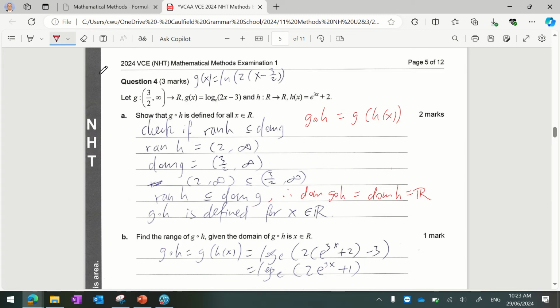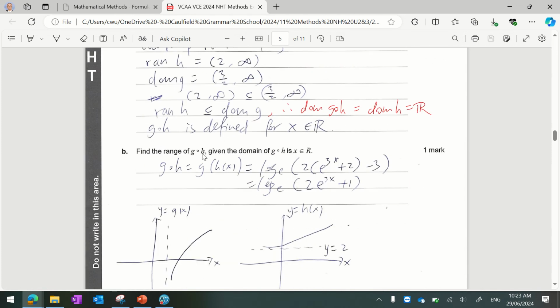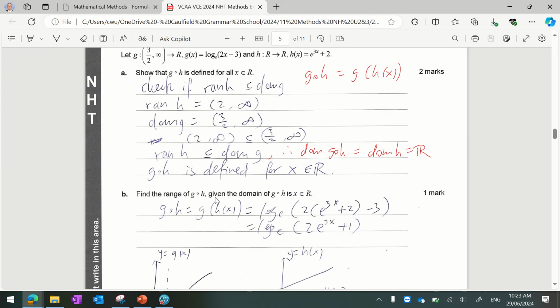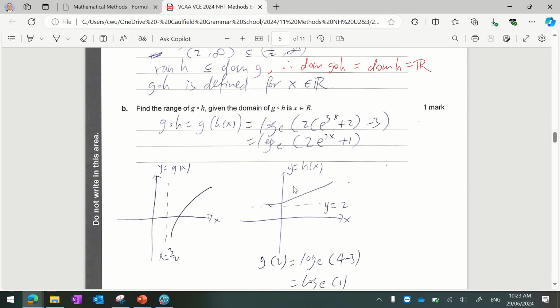GOH. So let me complete my working out here. Okay, and then we're looking for the range of GOH, given the domain is R. For this, I'm going to write out the rule of the function, which is this. I'm substituting H into G. And then I realize I can't really draw this graph perfectly because it's not a familiar type of graph in the study design of methods.